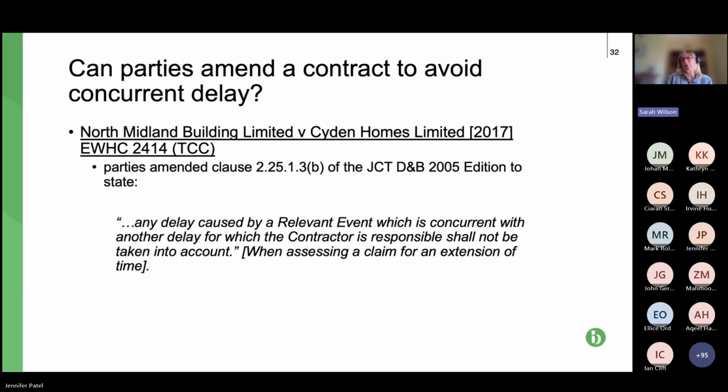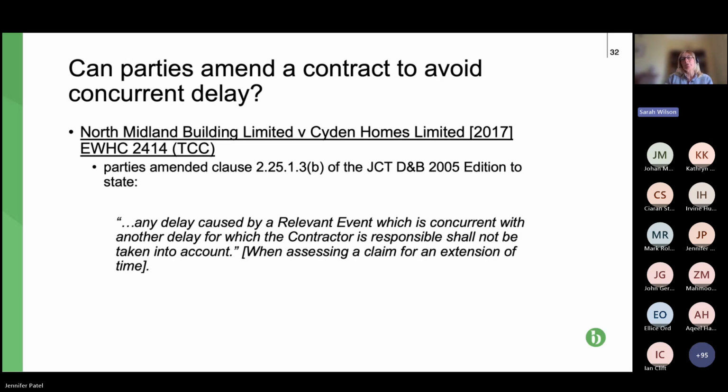Here it is. So if you remember, we had the Walter Lilly case, 2012, 2017. This case, North Midland Buildings and Sidon Homes, came to court. So bearing in mind, we have our determination in the 2012 Walter Lilly case that if you have a relevant event and a contractor event that have both caused delay at the same time, the relevant event gets the contractor the extension of time.